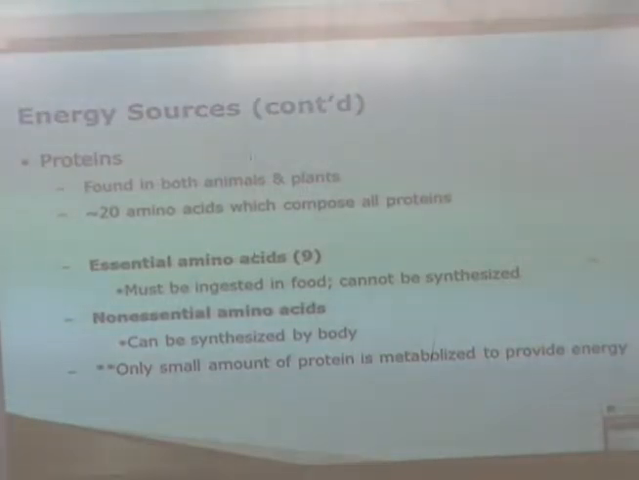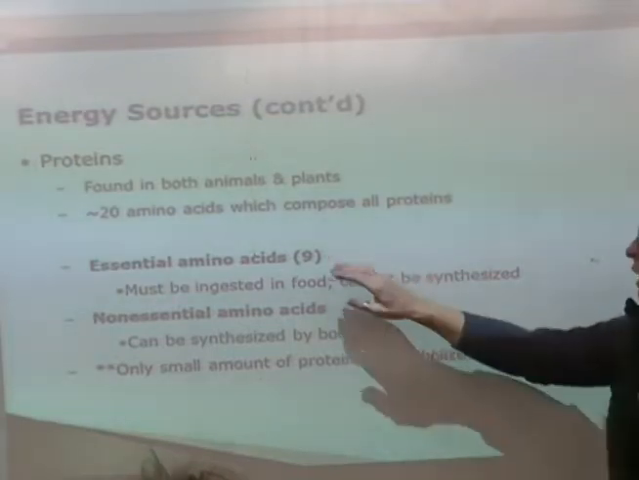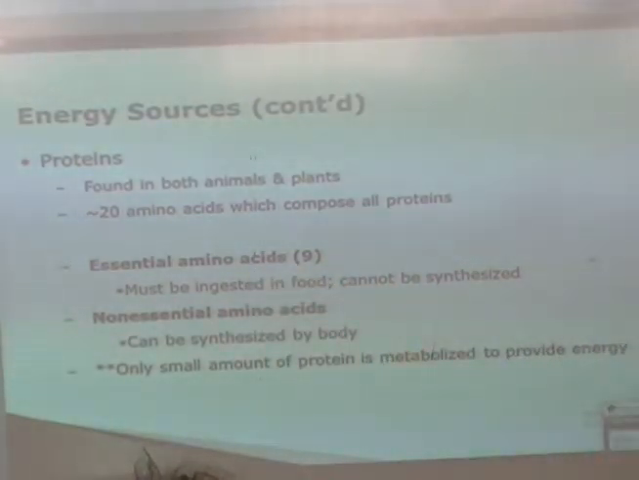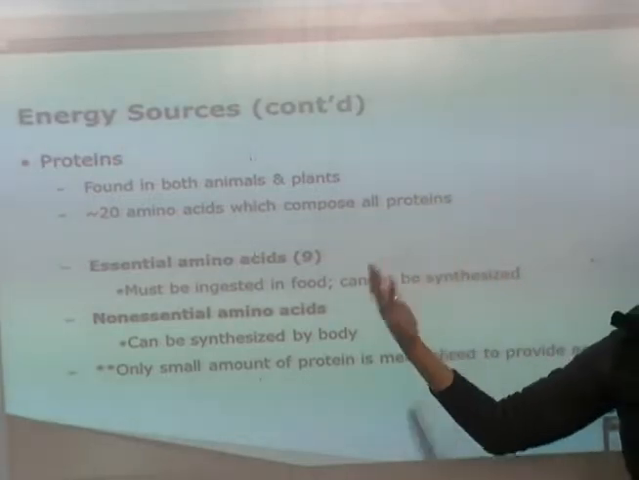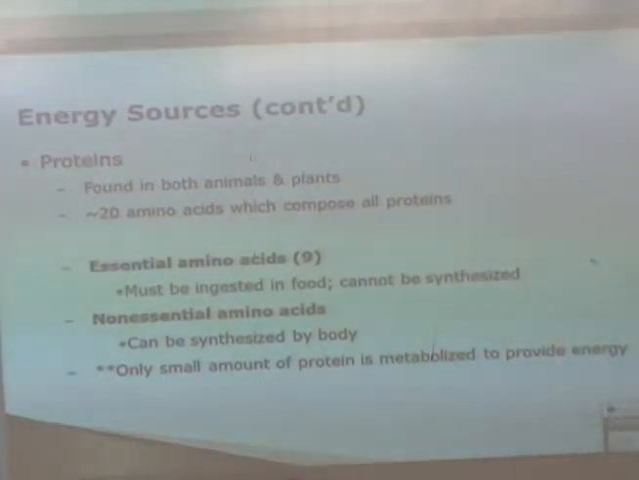There's somewhere around 20 amino acids, and amino acids are the building blocks for proteins. But I don't use all 20 amino acids for every protein. Right? We have essential amino acids. So there's 9 essential. They're called essential because my body can't make them. I have to eat them, otherwise they're not available. If they're not available, then the protein that needs that particular amino acid can't be made.